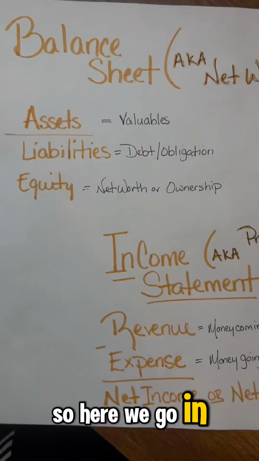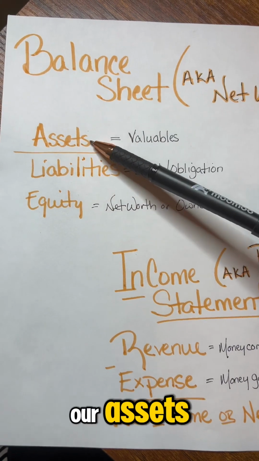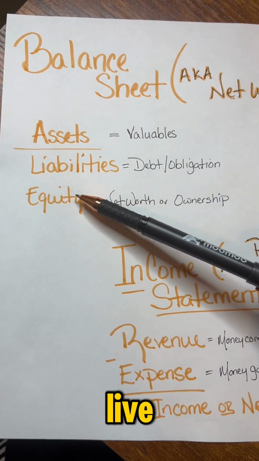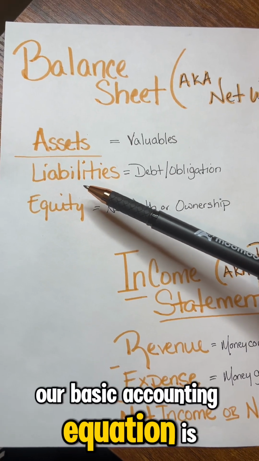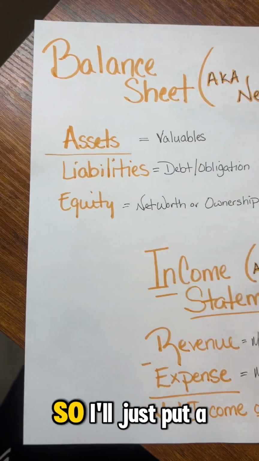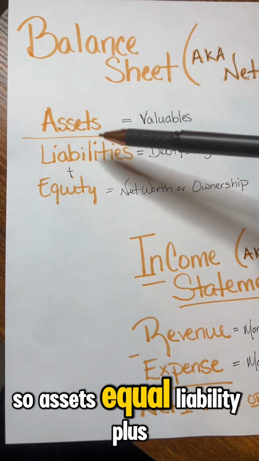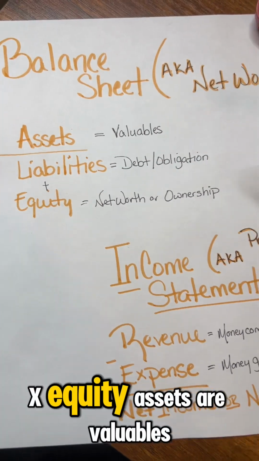So here we go. In accounting, we always start with the balance sheet. The balance sheet is where our assets, our liabilities, and our equity live. Our basic accounting equation is assets equal liabilities plus equity. So I'll just put a little plus sign right here. So assets equal liability plus equity.